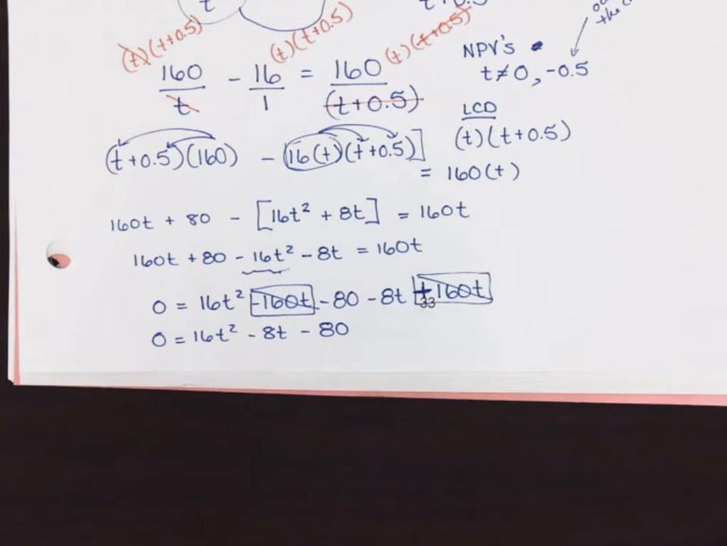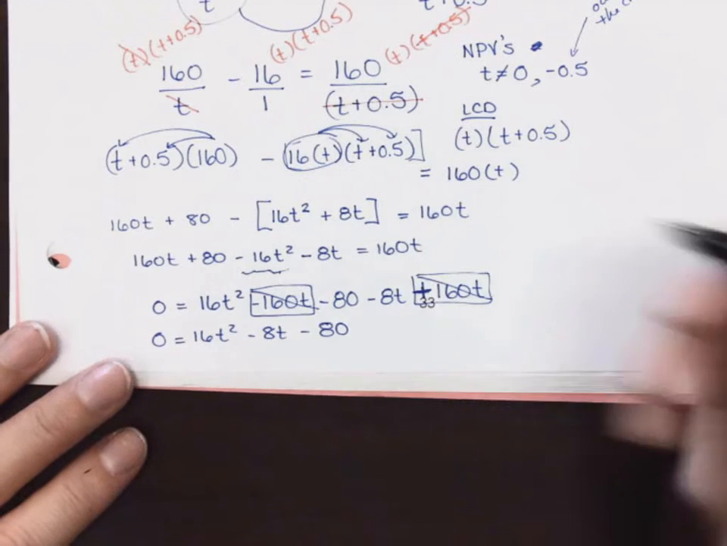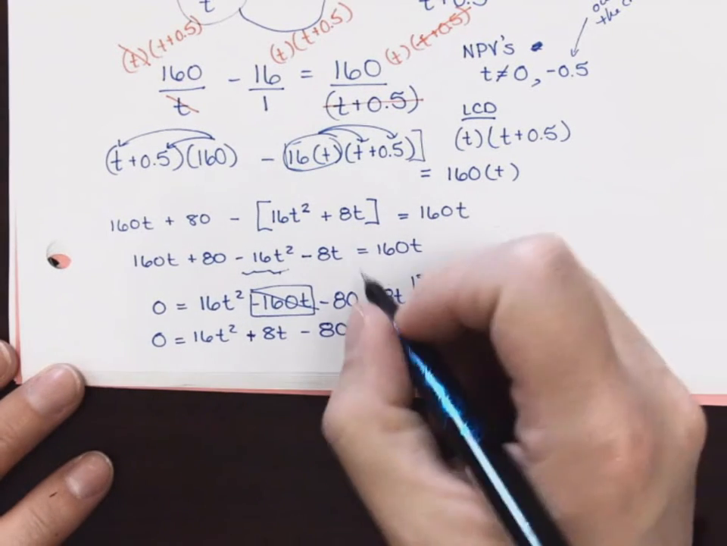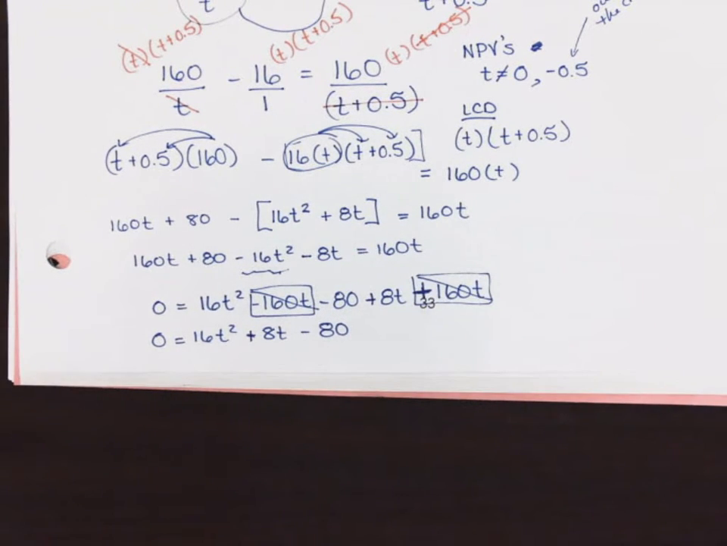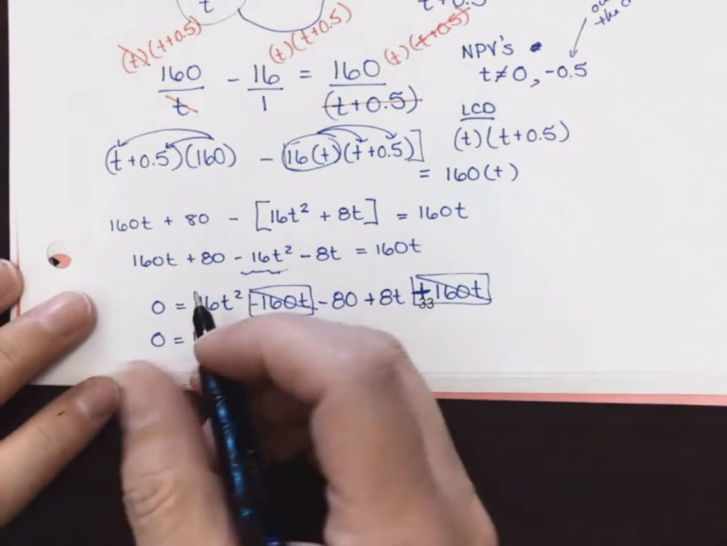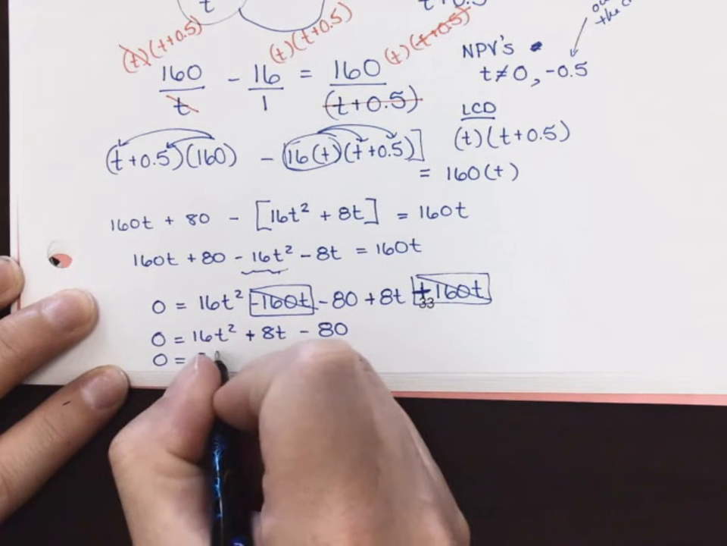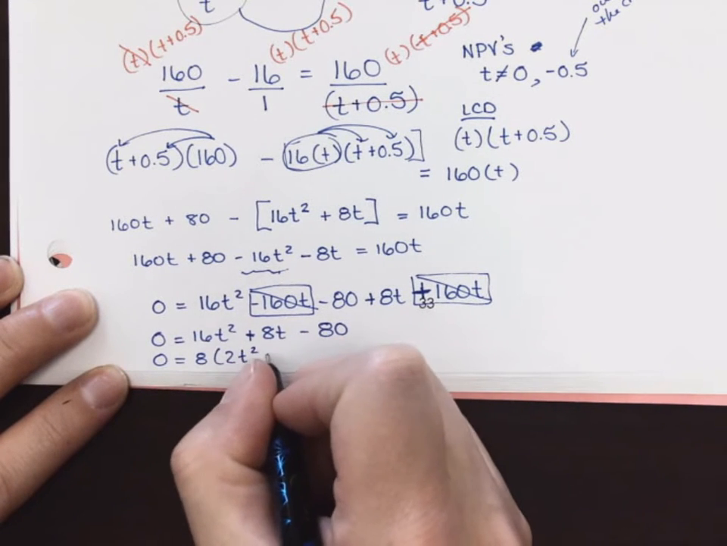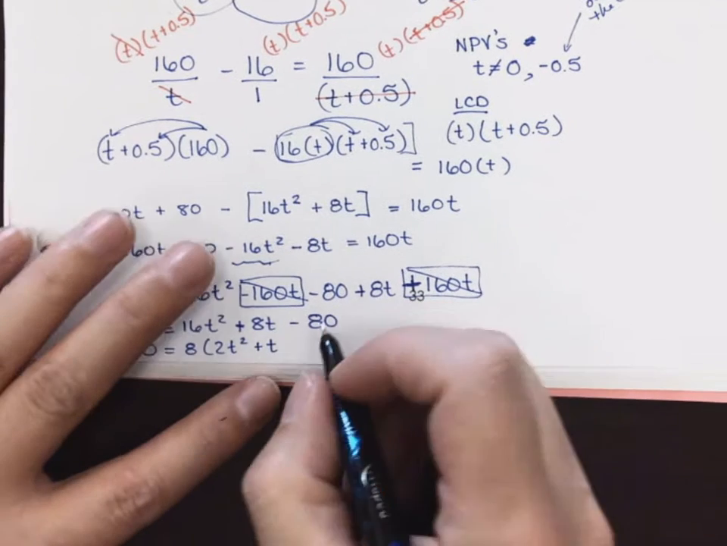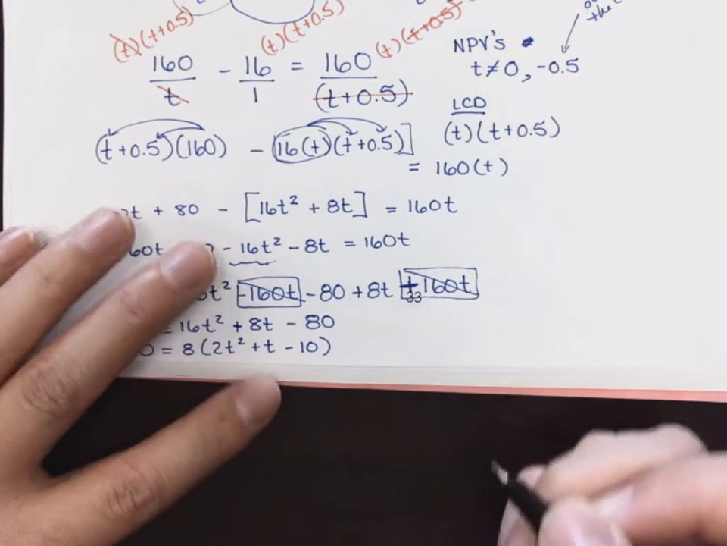Any suggestions? Wouldn't 8t be positive? Nope, because we're distributing. Oh, would it? Oh, it would be. Yep, you are 100% correct. I distributed it and then I moved it. So what do you want me to do here? I'm going to common factor out that 8, right? An 8 can come out of everything. So 0 equals 8 bracket 2t squared plus t minus 10.